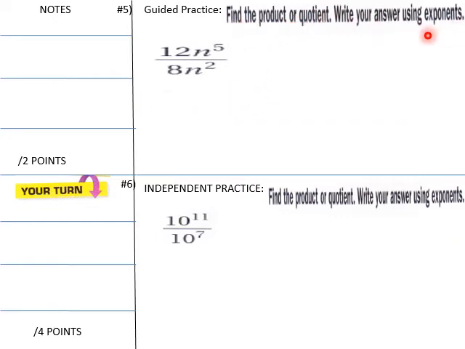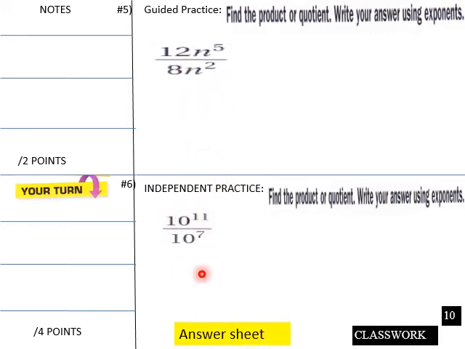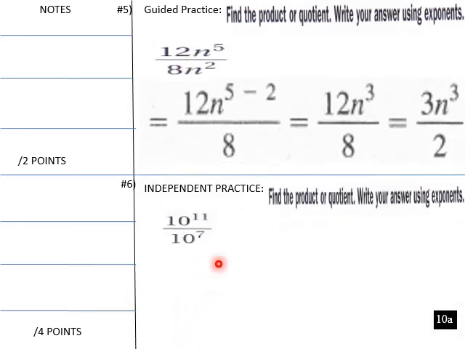Find the product or quotient, write your answer using exponents. We're going to do that. Students, this is yours here. Pay attention so you can do your independent practice. Okay, so this would be our solution up here, 12n to the 5 minus 2. These two have the same base, so we subtract 5 minus 2. The 8 stays down in the denominator, and we further factor out a 4 here, so 3n cubed over 2 would be the simplified version of this quotient here.